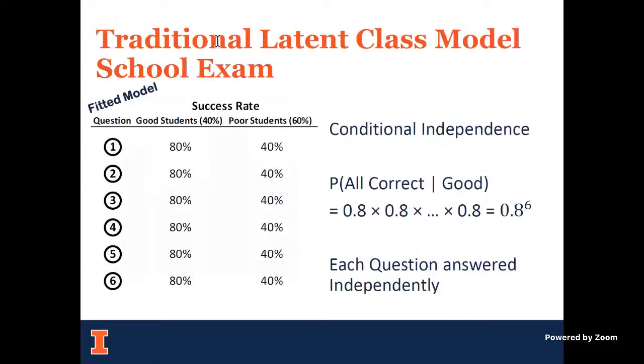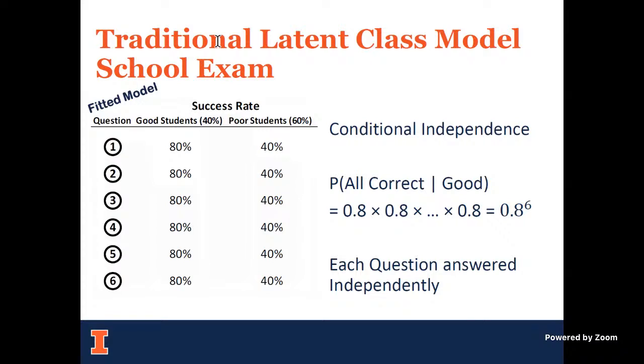So a traditional latent class model, this is prior research, looks as follows. What we have here are good students and poor students. In this case, we have a 6-question quiz, which we gave our students. The good students have an 80% chance of getting any individual question right. The poor students only have a 40% chance of getting these questions right.